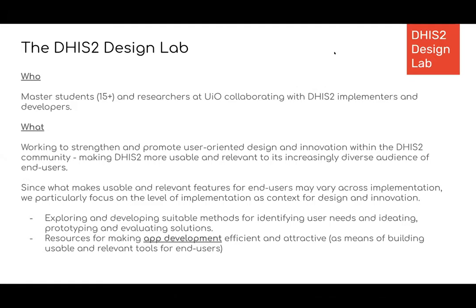And since what is a usable and relevant feature, as Austin touched upon, typically varies a lot between different implementations, there are different requirements, different needs, different practices. We are particularly interested in the design processes that are going on at the level of implementation. So when DHIS2 is taken into specific organizations, what kind of design processes and what kind of user-oriented focus is going on there? And what can we learn from, for example, projects that are doing this in a very good way, to strengthen this focus?